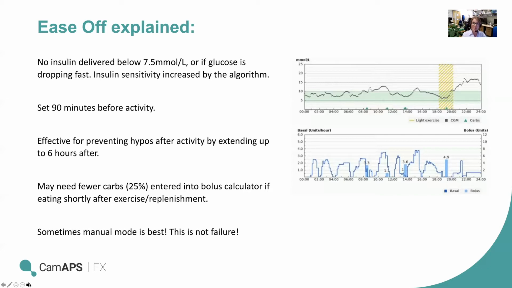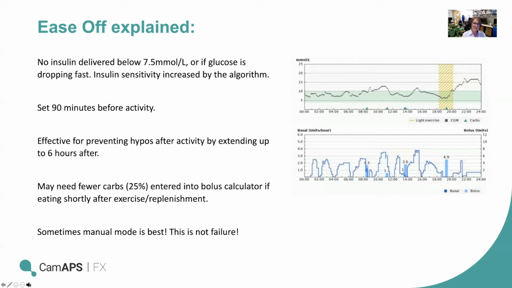You may find also that after you've exercised, because of that sensitivity that you've generated in your body, you may find that you don't need to add as many carbs into the system afterwards, because your body just doesn't need as much insulin to do the same job. So we talk about making some small adjustments to any kind of meal bolus that you might be having after the exercise.